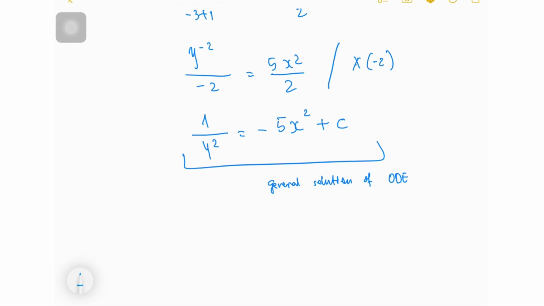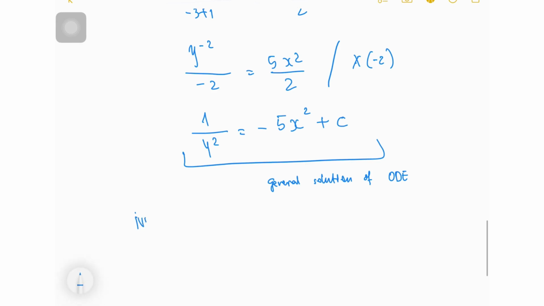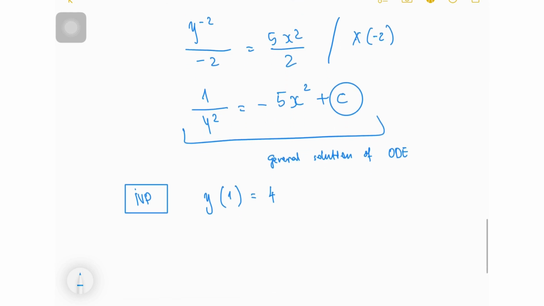What we can do further, giving more details to this, is solving the initial value problem here. Let us say that we have y of 1 equals 4, and we need then to find the exact solution, so exactly one, with respect to the family of curves which is given here. So how can we do that?